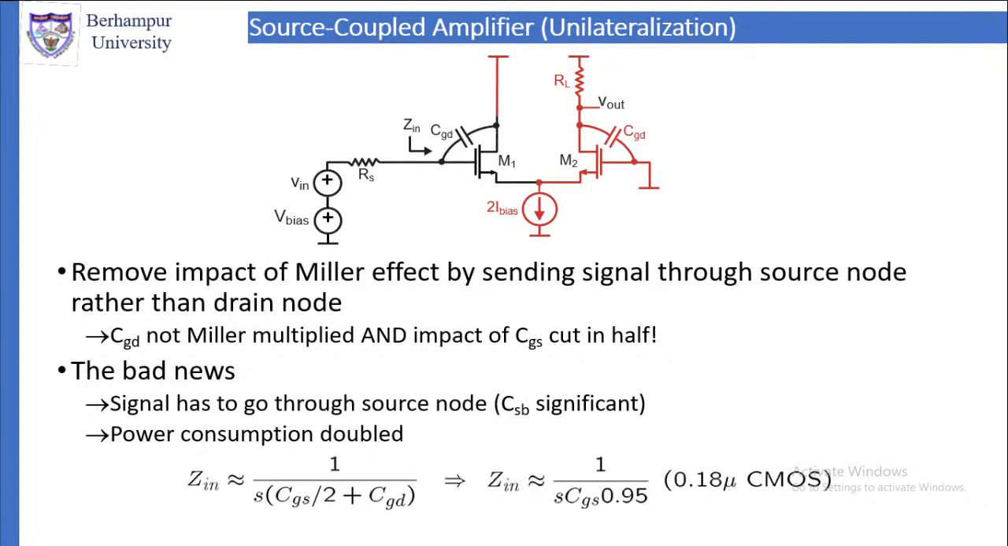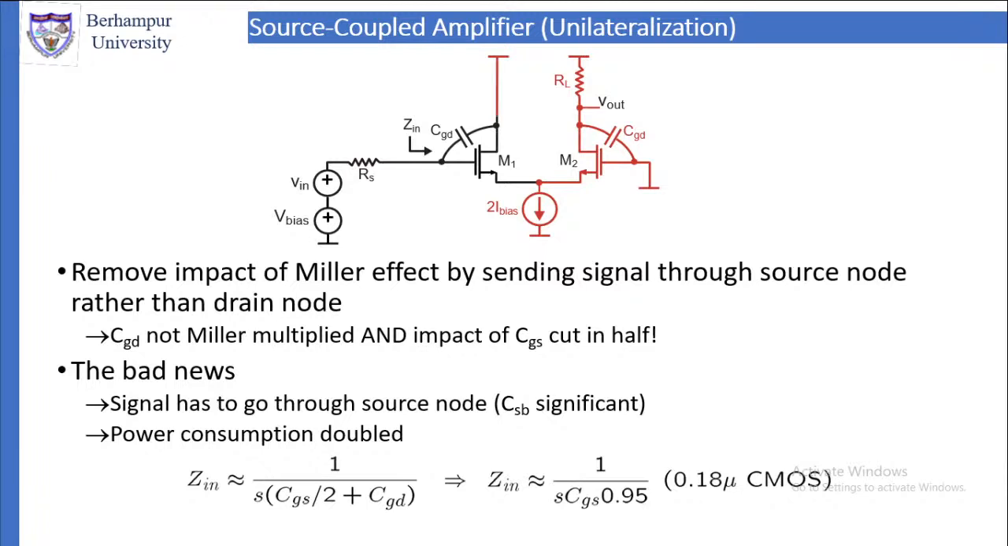Analytically, you can see, for this circuit, do the analysis. Zin is equal to 1 by S into CGS by 2, because CGS becomes half, plus CGD. There is no Miller effect, so CGD into 1 minus AV is not there. So it is S into (CGS by 2 plus CGD).